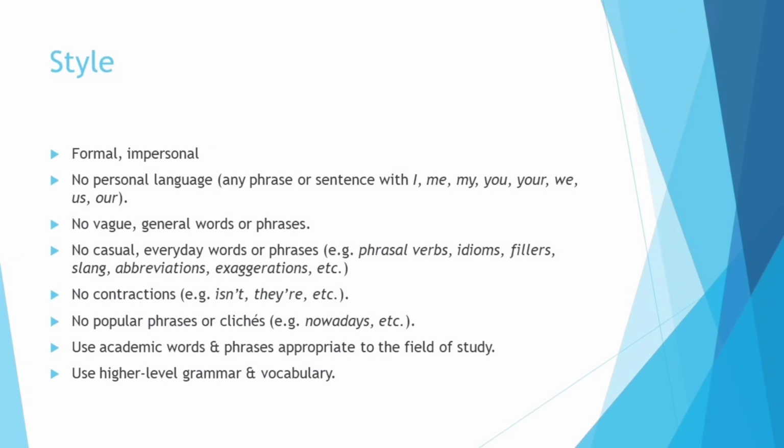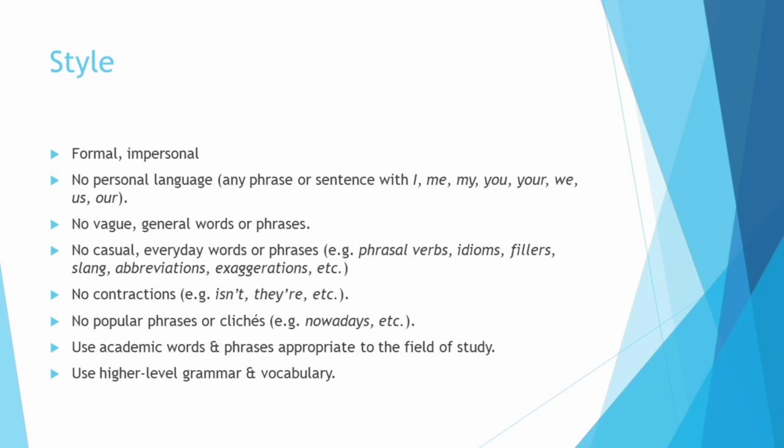Let's speak about the style. The kind of style that you use in academic writing should be formal and impersonal. Specifically, it means that you cannot use any personal language. And personal language is the use of any phrase or sentence in which you have I, me, my, you, your, we, us, and our.